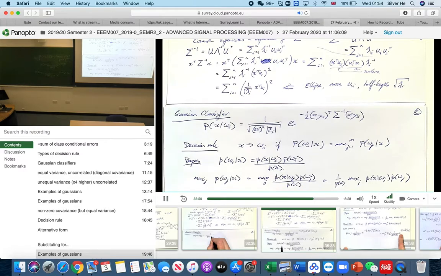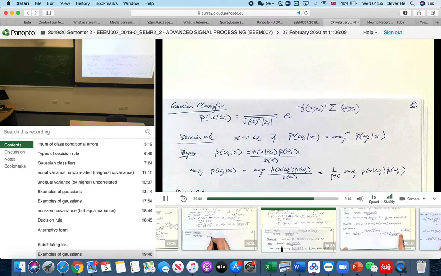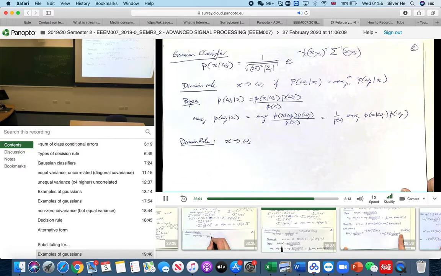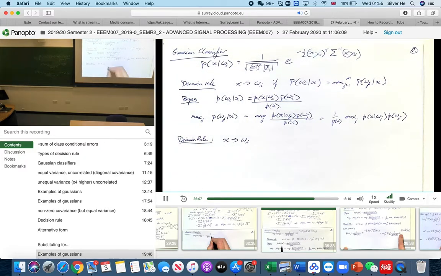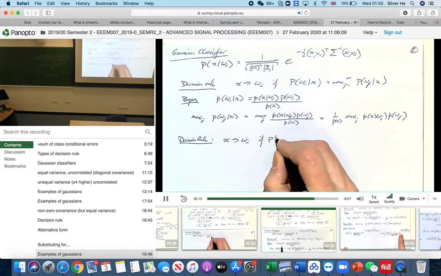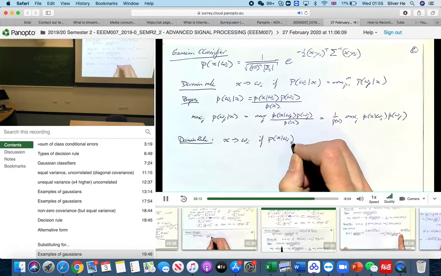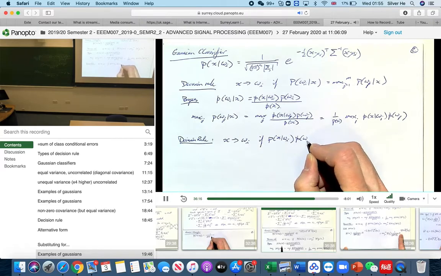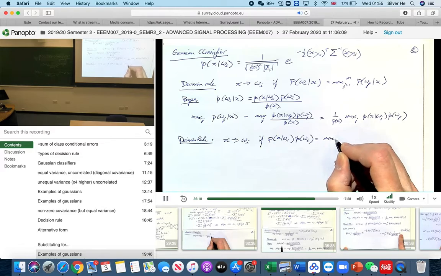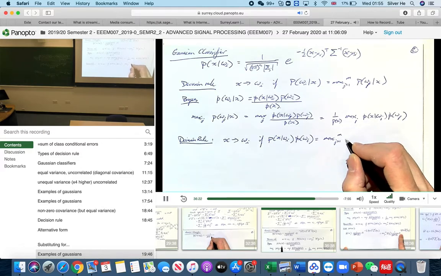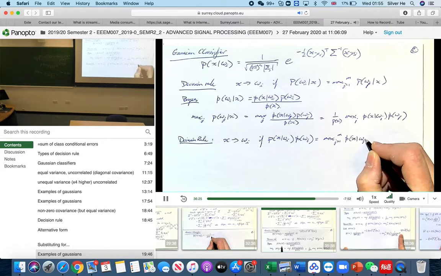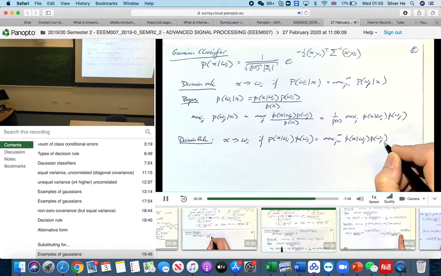So our decision rule is now x is assigned to omega i if P of x given omega i, P of omega i is equal to the max over all the j's from 1 to m of P of x given omega j, P of omega j. So we've lost that pesky P of x. We don't even need to calculate that.